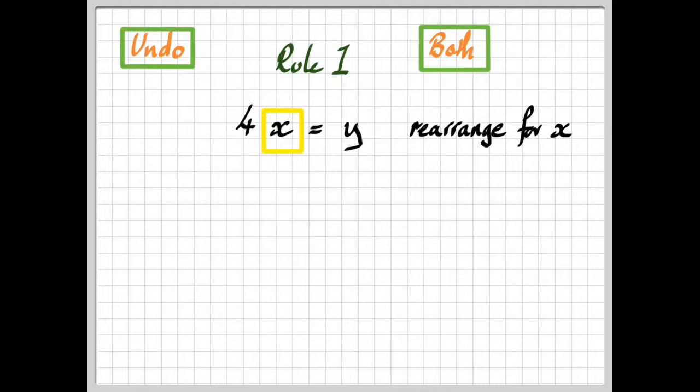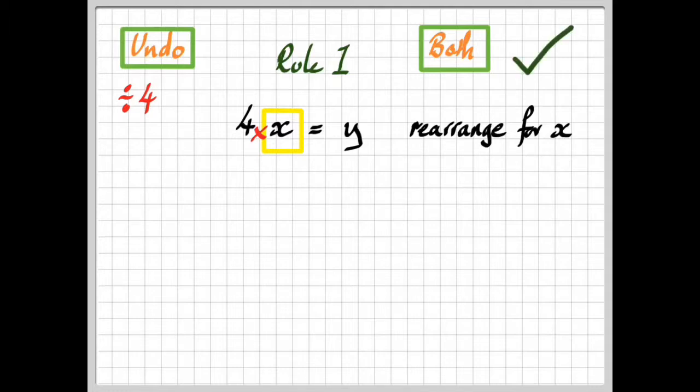So, really importantly, what is happening to x? Well, it's being multiplied by 4. X is being multiplied by 4. That's what's happening to it. Remember what I said about undoing? How do I get rid of a multiply? Well, I divide it. And in this case, because it was being multiplied by 4, I undo that by dividing by 4. So let's just run through that.